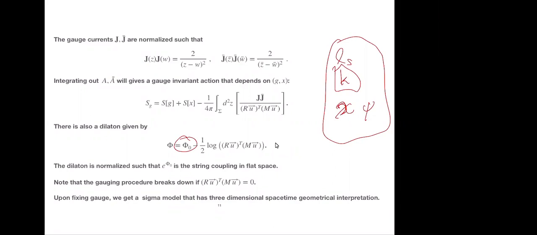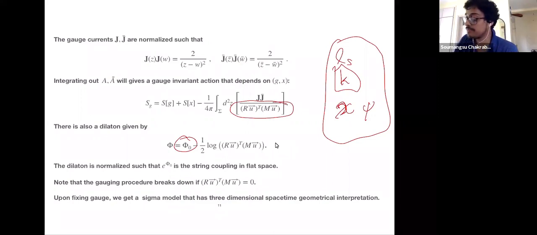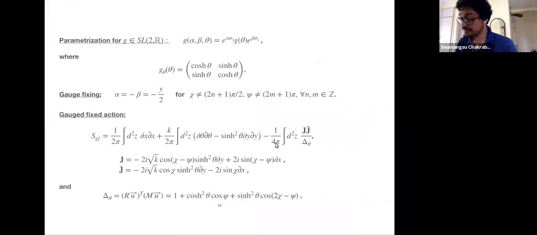One more thing that we need to be a bit careful about is that the denominator shouldn't be 0. Then the gauging breaks down. This is still gauge invariant, and what we will do is gauge fix it. Once we gauge fix it, we get the three-dimensional geometrical interpretation from this whole gauged sigma model. Then we can write the metric, the B field, and the dilaton. For that, we just choose some parameterization that's convenient for us.